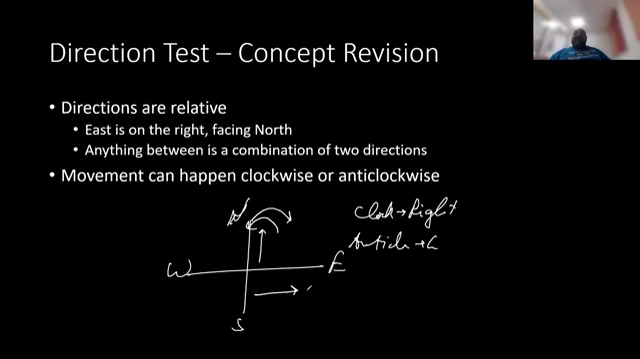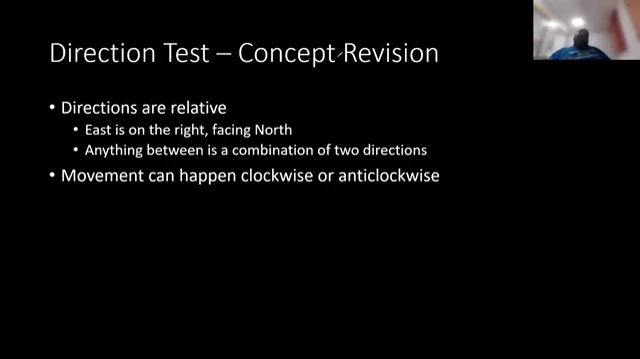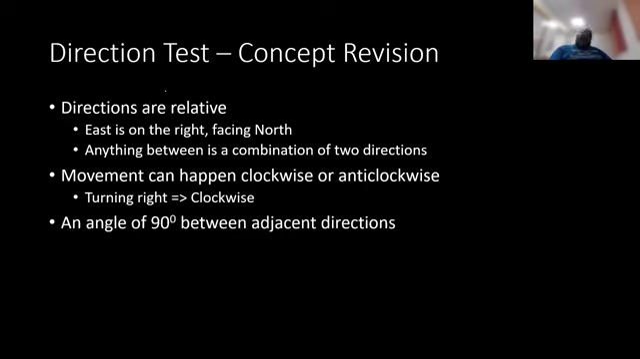So for example, if I'm facing east and I have to take right, you will realize that this is your right. So you will have to turn clockwise. If you are going west and you have to take a left, you will realize that this is your left. You'll have to go anti-clockwise. So anti-clockwise and clockwise, a turn can happen. Right is clockwise, left is anti-clockwise. Also, the angle between any 2 consecutive directions, northeast, east, south, southwest, west, north, is 90 degree.